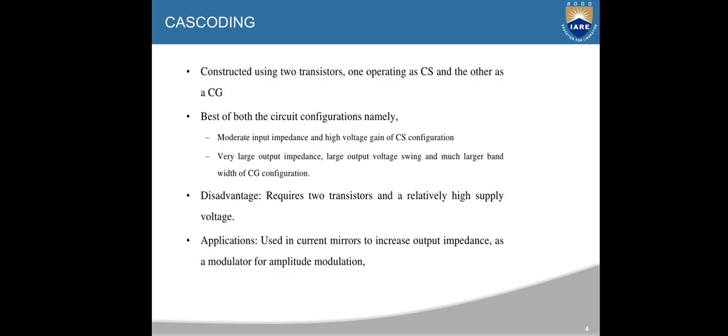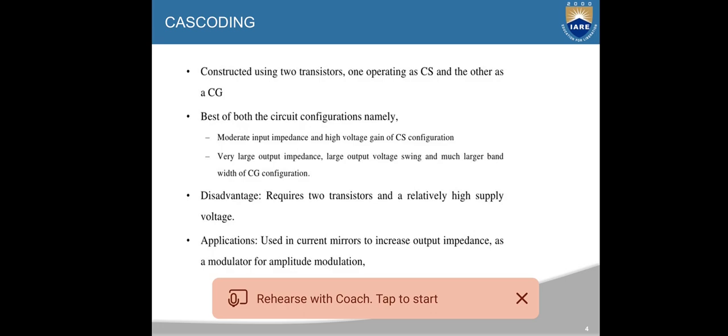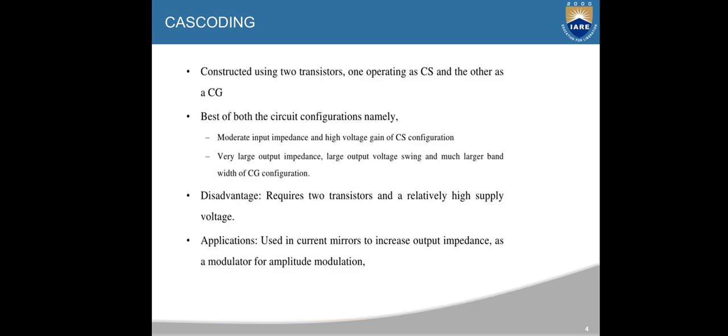It is constructed using two transistors, one operating as CS and the other as CG, where CS stands for common source and CG stands for common gate. It gives the best of both circuit configurations, namely the moderate input impedance and high voltage gain of the CS configuration, and the very large output impedance, large output voltage swing, and much larger bandwidth of the common gate configuration.